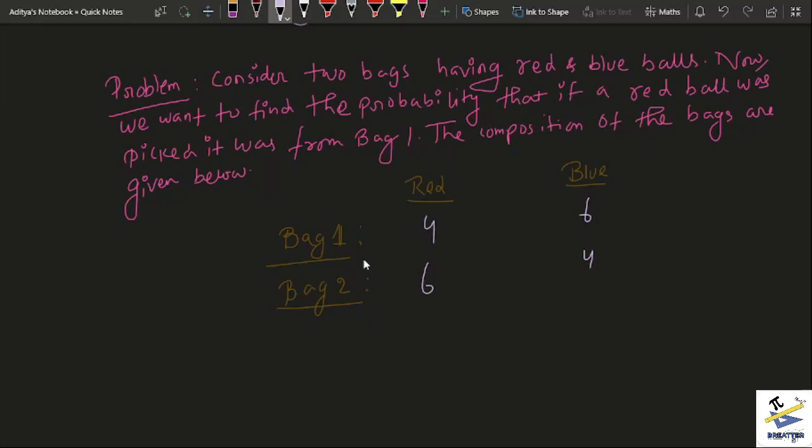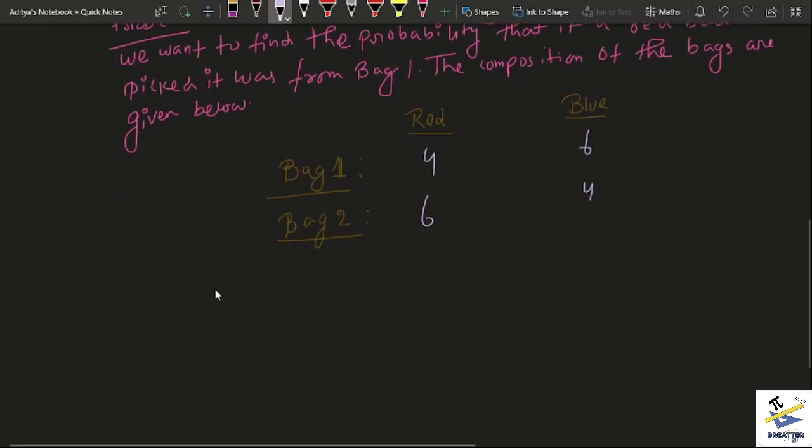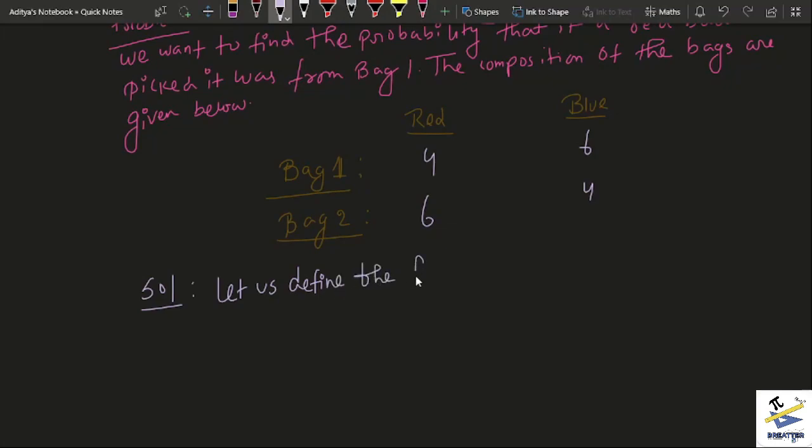So you see how Bayes theorem comes into application here, and for simplicity we shall first define certain events. It is always helpful to name the events, because you are going to use them in your formulas and you need to define them. So let us define the following events.